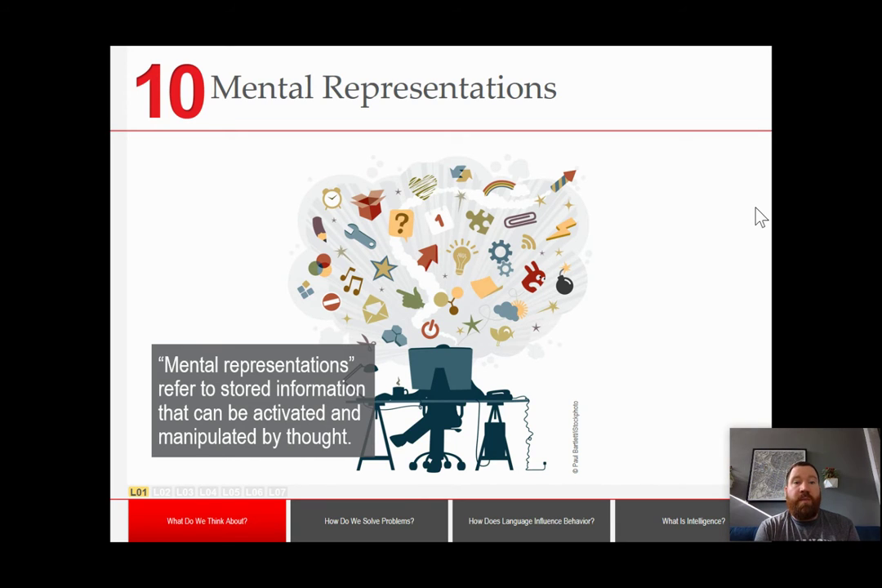So we use the term mental representation to differentiate between, say, the computer that's in front of me and when I'm thinking about my computer. I'm using mental representations when I'm thinking about my computer, versus the computer that's actually in front of me. It's a pretty standard definition, but it's an important one because it shows that there is a difference between the object in our minds and the objects in the real world, that they behave differently.